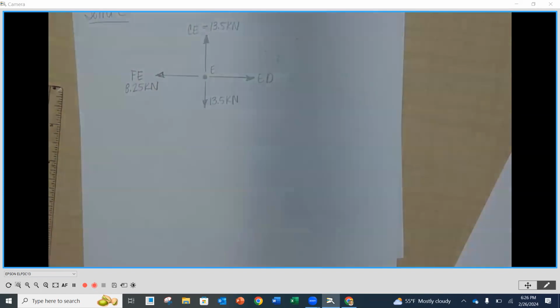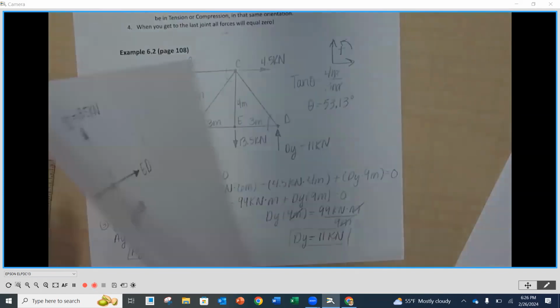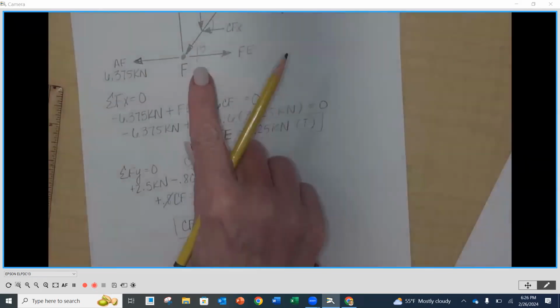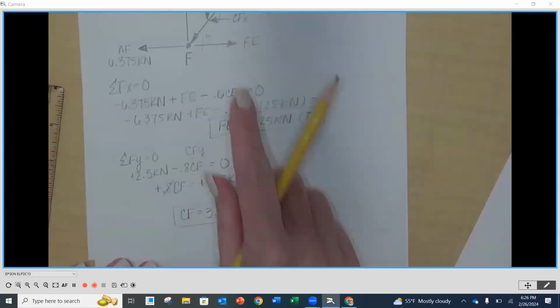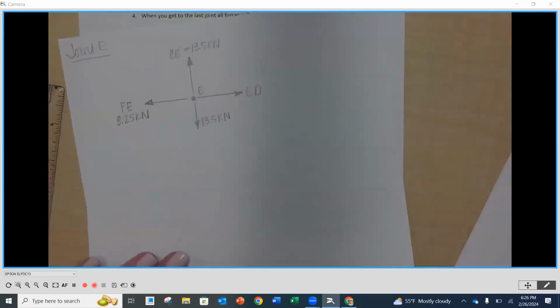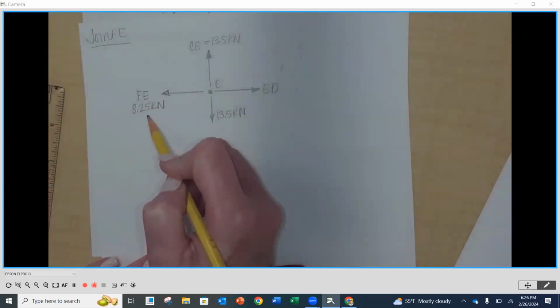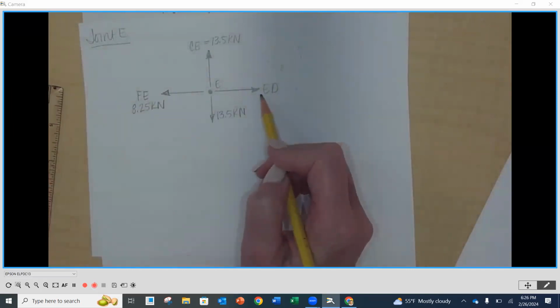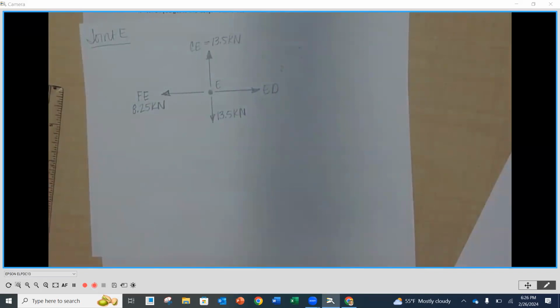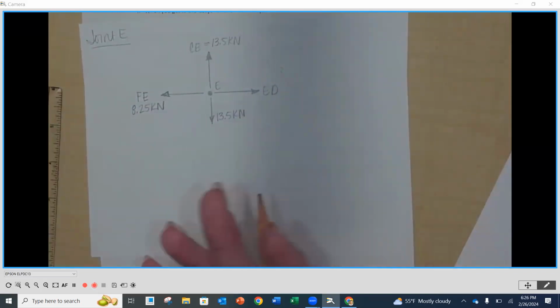This is good news. Now, as we look here, we go back to point F, on my other side here. FE is in tension, pulling away. Its magnitude is 8.25. So that means that it's going to be in tension, pulling away from E, 8.25. Now, my only unknown then is the member going over to point D. So we're going to call that ED.